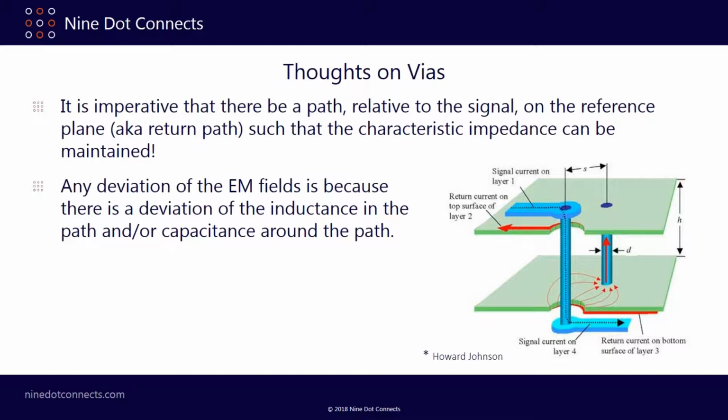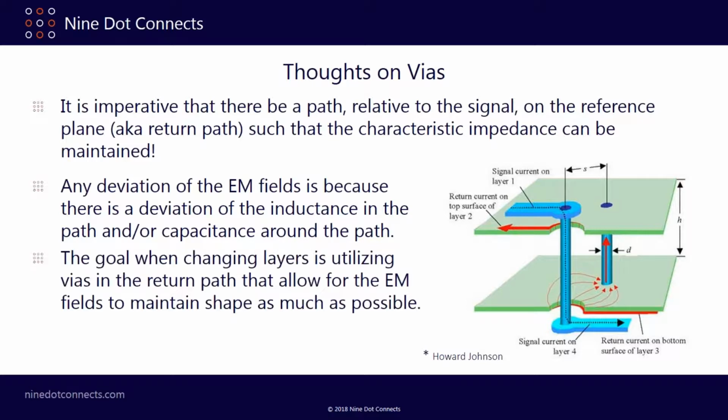Any deviation of those fields is because there's a deviation of the inductance in the path and or the capacitance around the path. So the goal when changing layers is utilizing vias in a return path that allow for the electromagnetic fields to maintain the shape as much as possible. So basically, as your signal is moving along this blue trace, let's say it's a microstrip, and it's relative to this reference plane here, you want to maintain this separation that creates this capacitance.